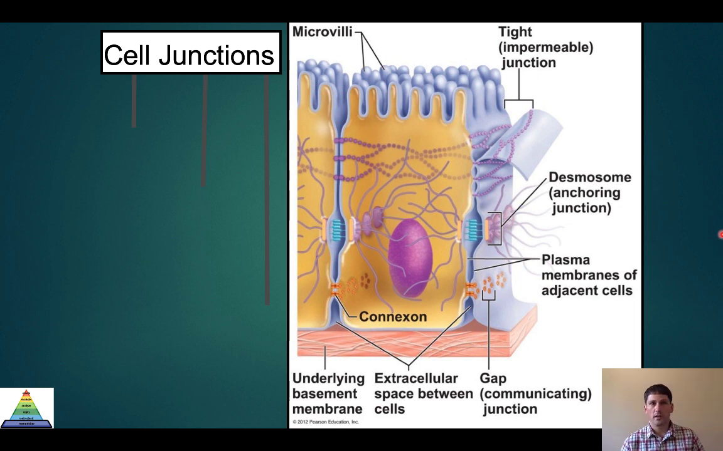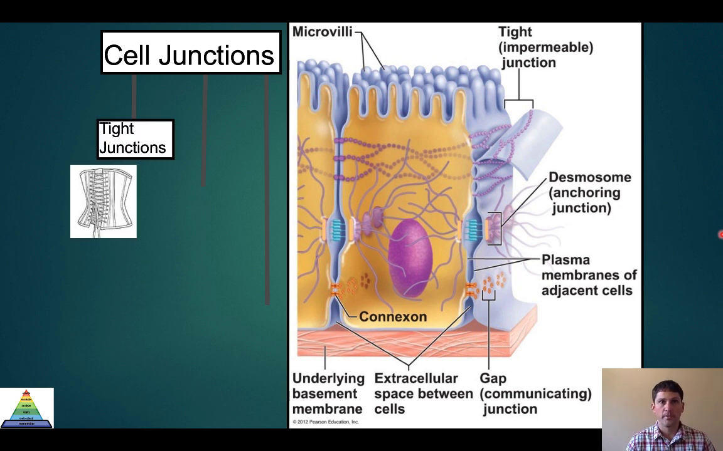Okay, so kind of going off of our cell adhesion molecules, we want to talk a little bit about cell junctions. So how are these cells held together? Why do they stay there? Why aren't they just floating around in our bodies? So the first type of junction that we have is called a tight junction.